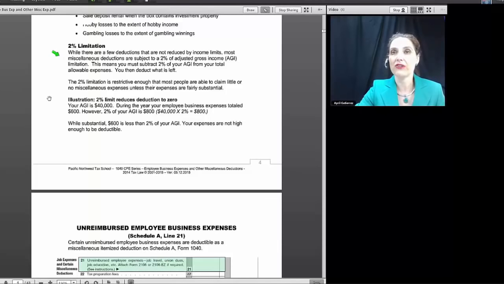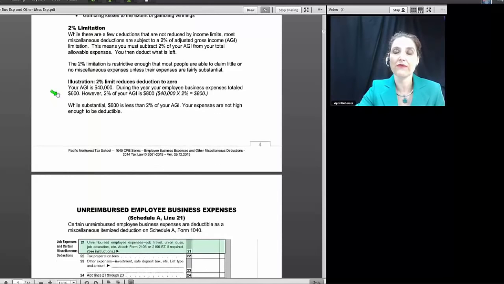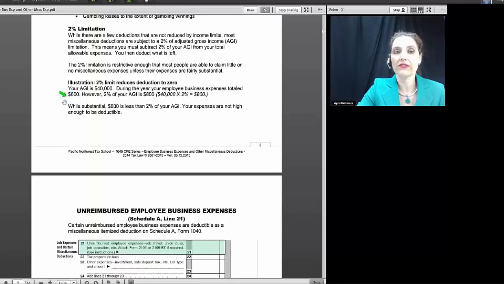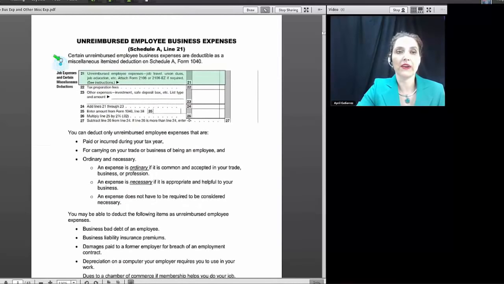And that may be harder to do than you might imagine, because although the 2% limit may seem rather small, it is hard for most people to beat it. And here's an example of how it works. Your AGI is $40,000, and during the year, your employee business expenses totaled $600. If you're earning $40,000 a year and you spend $600 for job-related expenses, it probably feels like a pretty good number and you should be able to deduct it. But sorry, 2% of your AGI is $800. That's more than the $600 you spent, and so you get to deduct nothing at all. And that's the way it is for most filers.